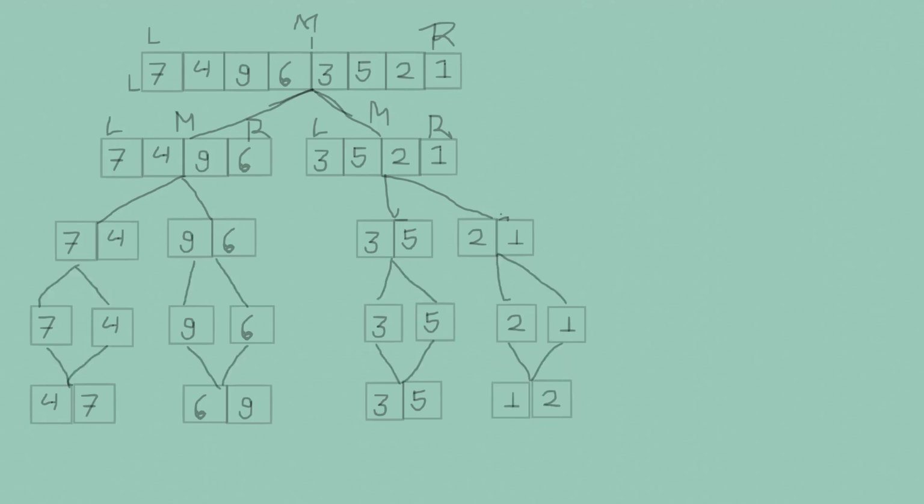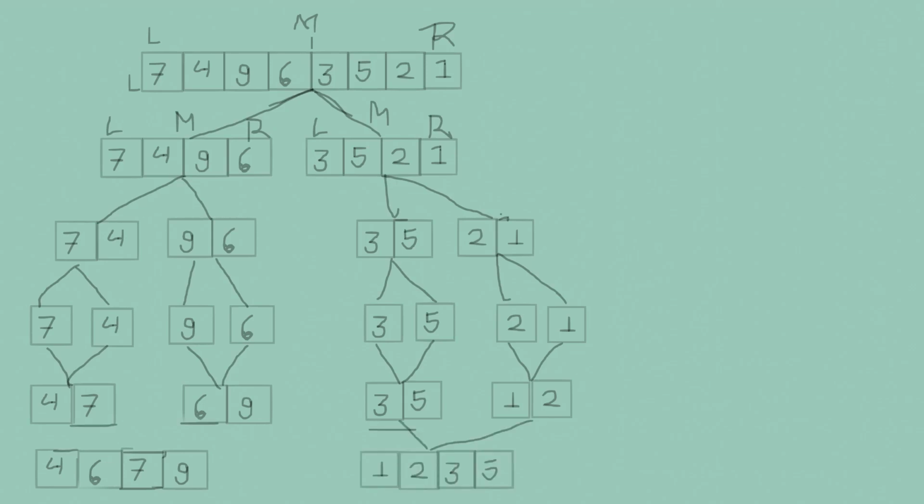Okay, so now we have 4 subarrays. Now we need to do the same thing. 4 or 6, which is the smallest one? 4 is the smallest one. 7 or 6, which is the smallest one? Obviously 6 is the smallest one. 7 is the smallest one compared to the 9, so let's write 7 and 9, and do the same thing for the other side of the array.